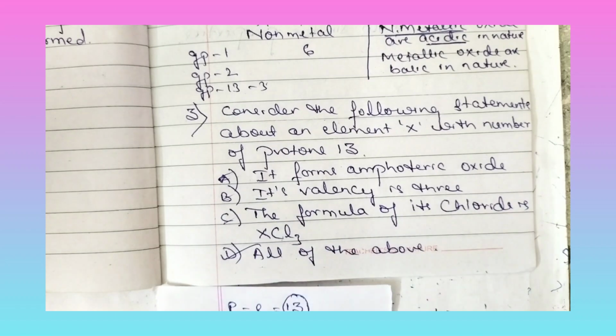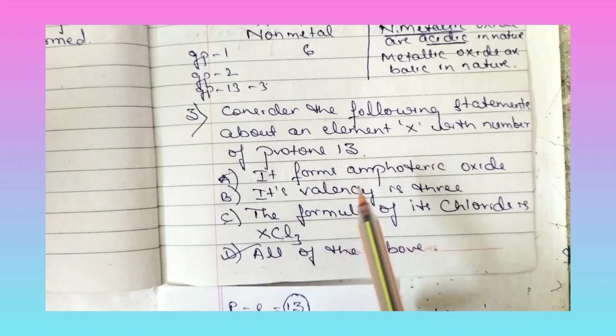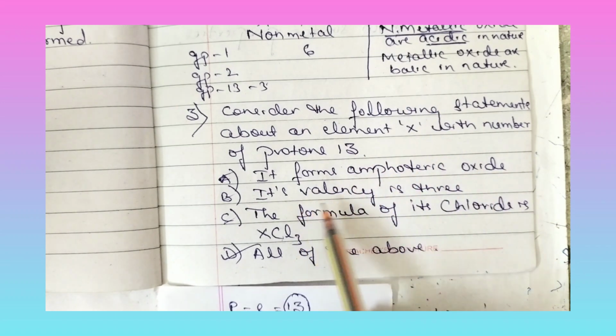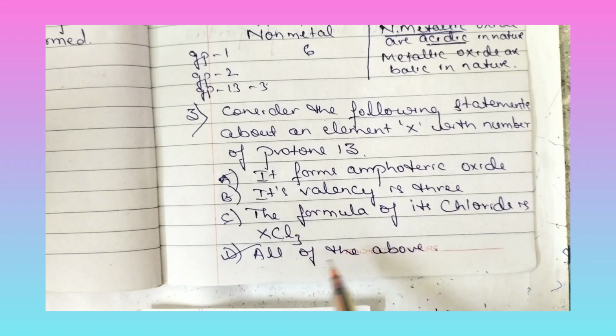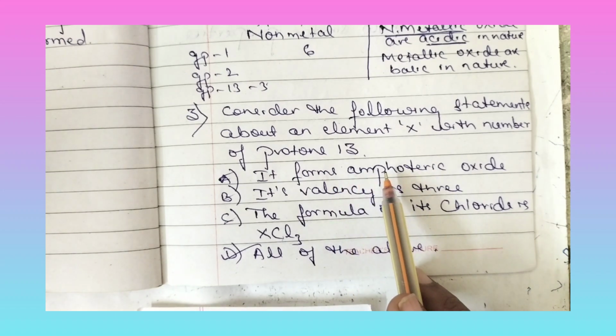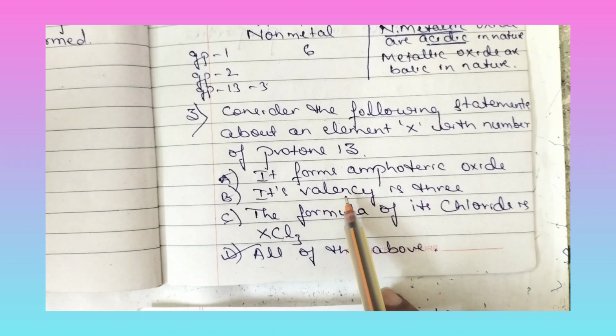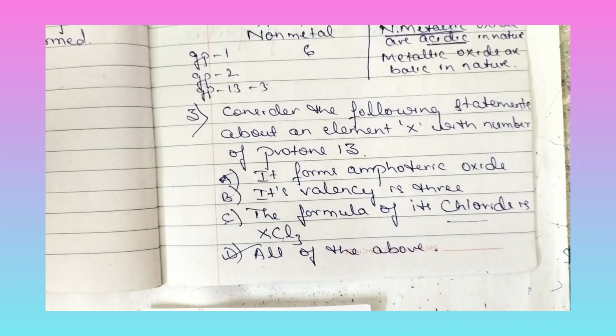Therefore, the answer for the third question is all of the above. So the element X we have taken, having number of protons 13, is amphoteric in nature, its valency is 3, and the formula of its chloride is XCl3. Therefore, the right answer for this question is all of the above. Yes, aluminum oxide is an amphoteric oxide, aluminum valency is 3, and it forms the compound XCl3 when it reacts with chlorine. So therefore the right answer is all of the above.